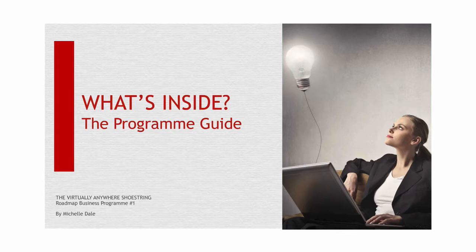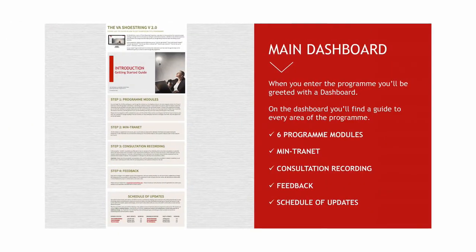So I'm going to take you on a guided tour of all the individual elements that consist of the VA Shoestring. So first of all, when you purchase the program, you'll get instant access and you'll be logged in to the main dashboard. Basically, after you check out with your payment, you get redirected automatically to a page where you create your account, or if you already have an account with Virtual Miss Friday, then you'll be able to add this program onto that same account. And then you'll be immediately logged into the dashboard, which is here.